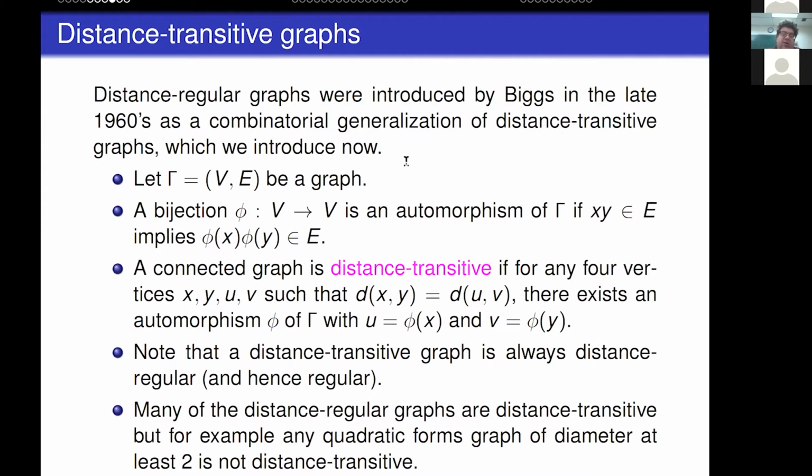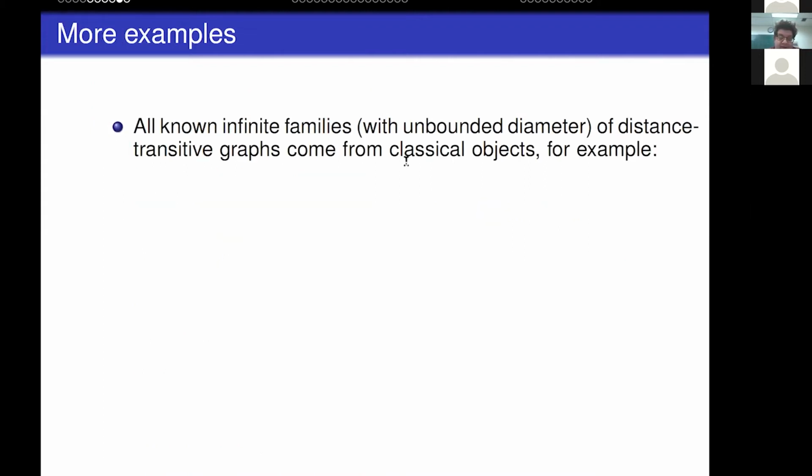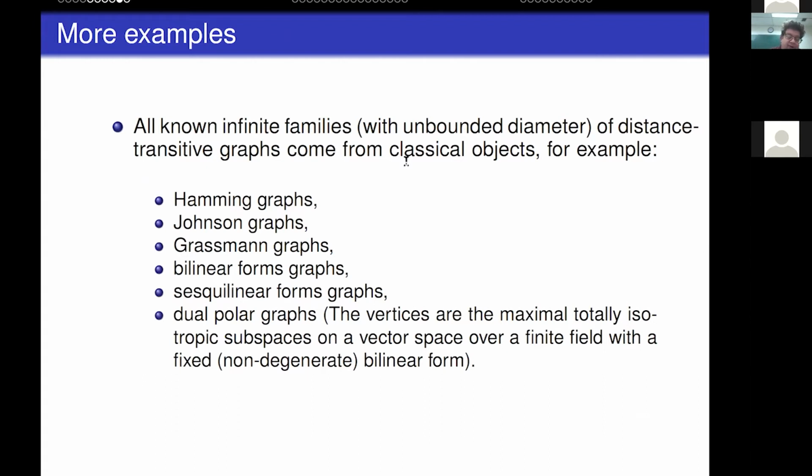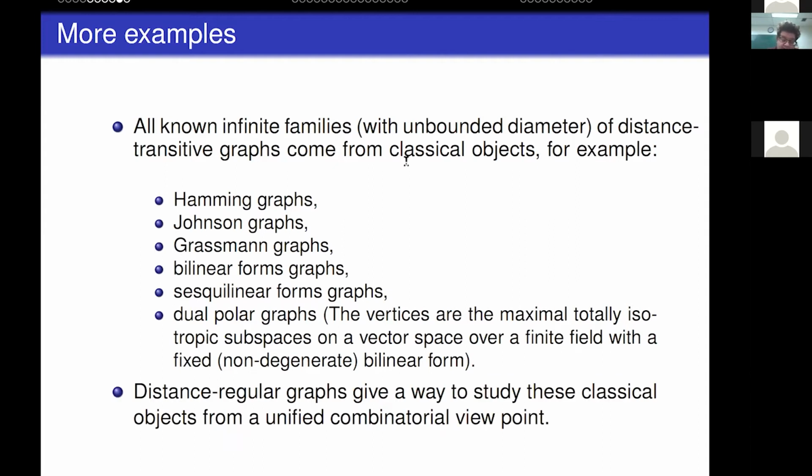So there are quite a few known infinite families of distance regular graphs. Many of them come from classical objects. So you have the Hamming graph, the Johnson graph, the Grassmann graph, the bilinear forms graphs, the Hermitian forms graphs, and the dual polar graphs. They are all distance transitive. And one way to look at distance regular graphs is that you can study these classical objects from a unified combinatorial viewpoint.